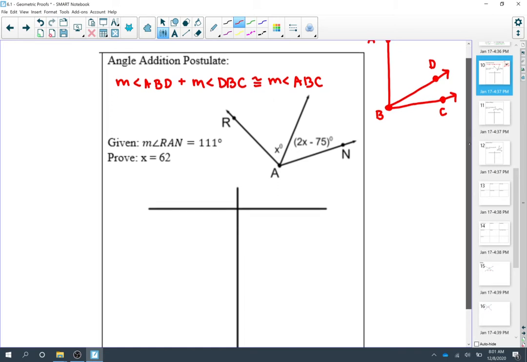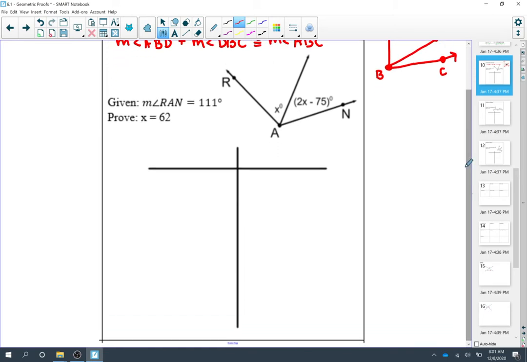Now let's see how that relates to a proof. So this proof, work, reasons. Number one, we know that number 1 is always the given. The given here is that the measure of angle RAN equals 111 degrees. Okay, and then we've got RAN.